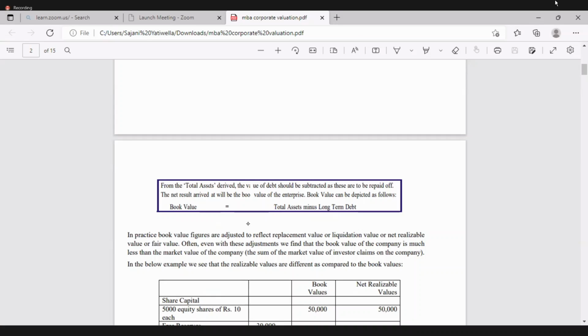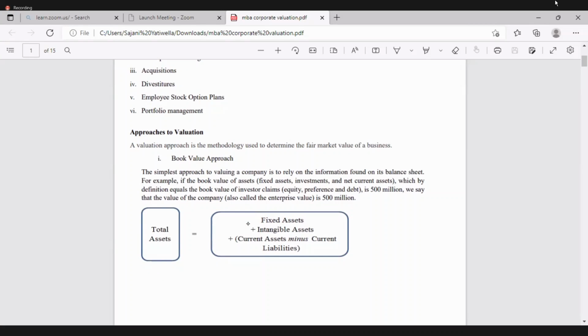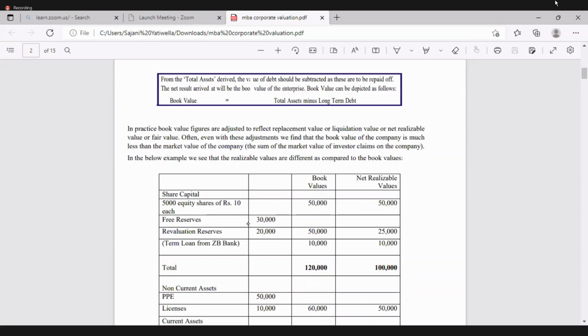But when you value particular assets, fixed assets, tangible assets, intangible assets, there are different methods. In practice, book value figures are adjusted to reflect replacement value. If you replace a particular asset, what should be the value? We call that replacement value. Second is liquidation value. If you liquidate the entire business, all the assets are sold to outsiders. In that case, what is the liquidation value?